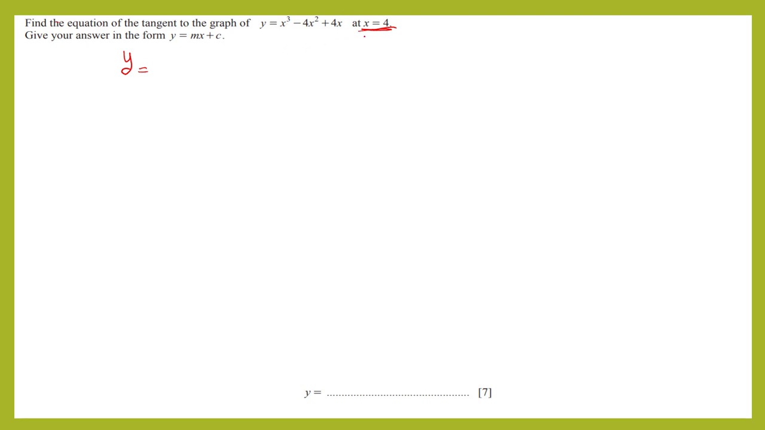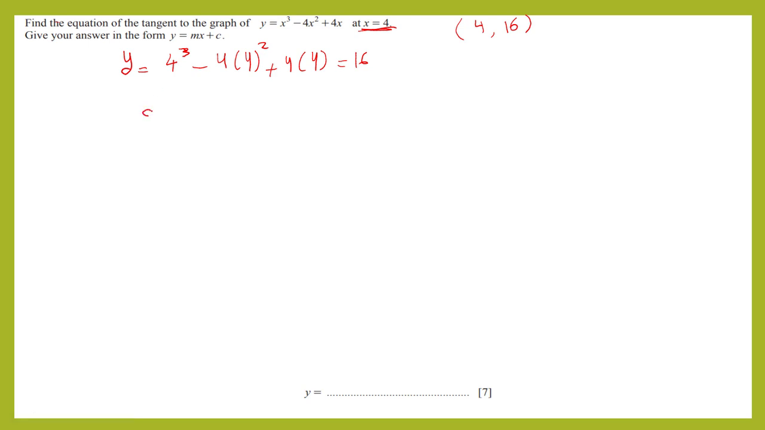Go to the original equation of the curve, replace each x by 4, so it will be 4 cubed, then minus 4 multiplied by 4 squared, then plus 4 by 4. This at the end will be 16. So when x is 4, the y coordinate is 16. So again, whenever you are given only the x coordinate and you need to find the equation of the tangent, you must find the y coordinate as well by replacing each x value in the original equation of the curve, so you will get the y value. Now we have the point (4, 16), that's the intersection point between the tangent and the curve.